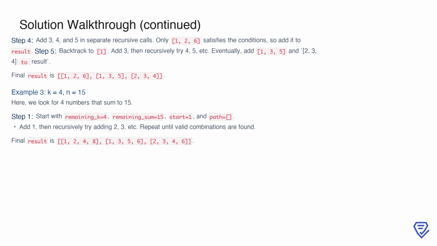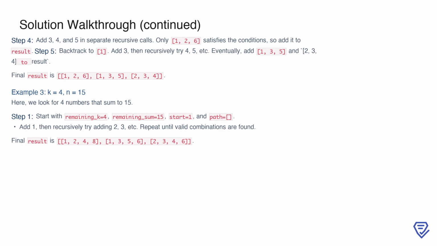Now, for the third example, where k is 4 and n is 15, we extend the process to handle four numbers. Starting with 1, we recursively add numbers such as 2, 3, and so on, always backtracking when needed. Through this approach, we find valid combinations like [1, 2, 4, 8], [1, 3, 5, 6], and [2, 3, 4, 6]. These combinations form the final result for this example.